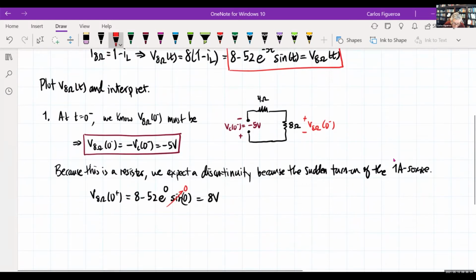And then another thing that we see after 0 plus is that if I look at V8 of infinity, well, clearly that exponential term is going to kill this thing.